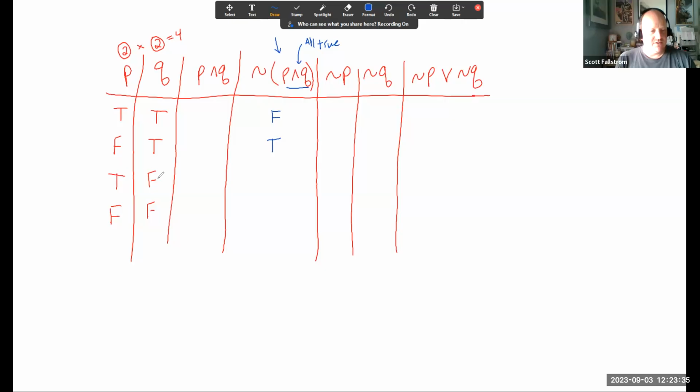Same for the next one. They both have to be true. They're not, so it's false, but I negate it, so I get true. The last one, false, false. They both have to be true. They're not, so it's false, but I negate it and I get true. Okay, so that's the one-step approach.